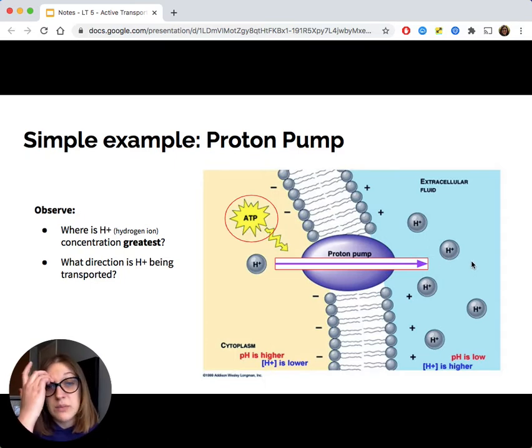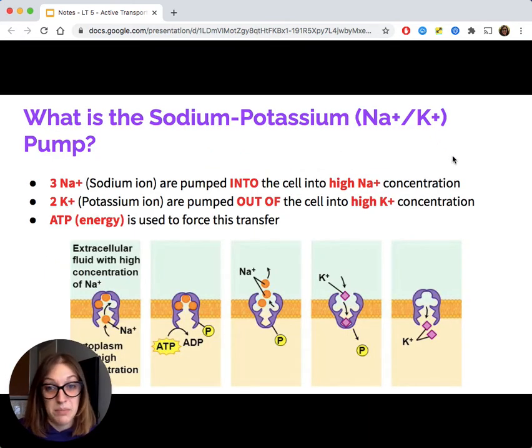So this is a very simple example. I want you to add an arrow here, and I want you to add ATP here so that you can practice identifying the different parts. We're going to talk about a more complex example, which is the sodium-potassium pump.